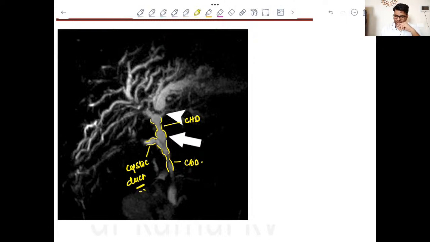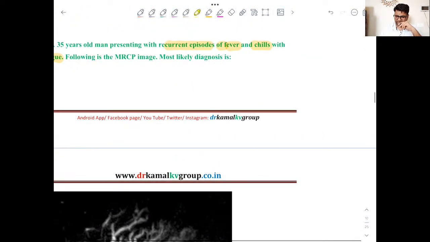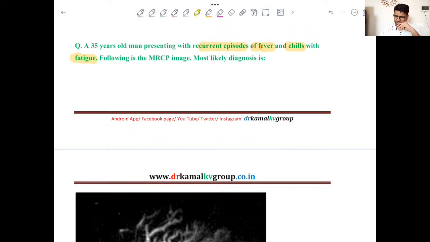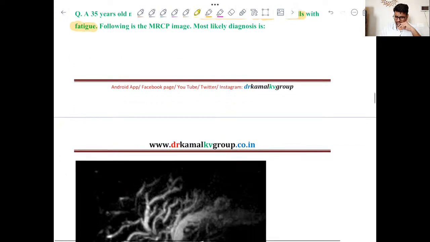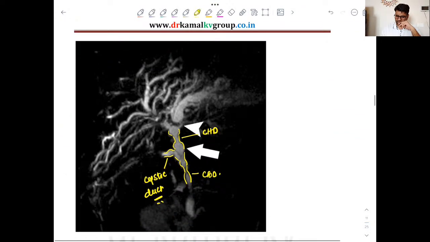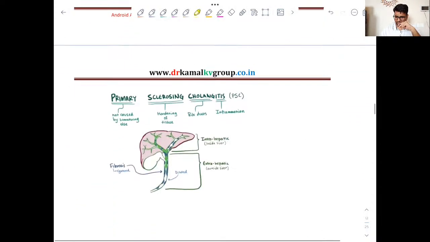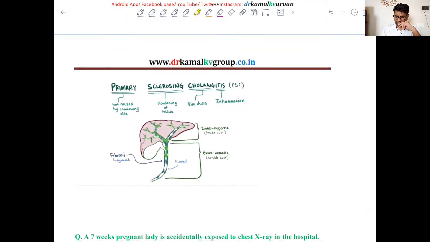Pain, jaundice, fever, yeah, that is Charcot's triad. That's why I said there has to be jaundice mentioned, something like that, but it's not there in the question. No problem, right? You can see this is actually primary sclerosing cholangitis. You can see there is a lot of fibrosis as such. Very good, KK. This is primary sclerosing cholangitis, right?